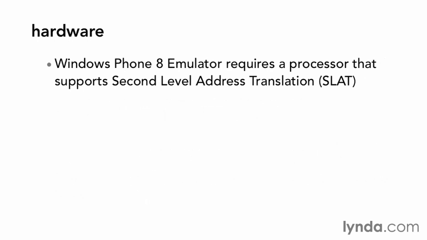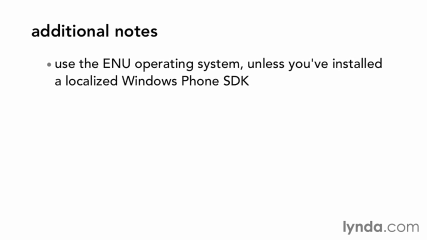The Windows Phone 8 emulator also requires a processor that supports second-level address translation, or SLAT, because the Windows Phone emulator is a full virtual machine all by itself. One other important thing to note is that the operating system you use must be the ENU, or English United States, version, unless you install one of the localized versions of the Windows Phone SDK in one of the other languages, such as Japanese, Chinese, and so forth.